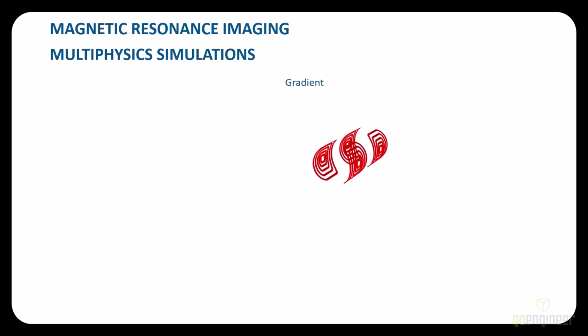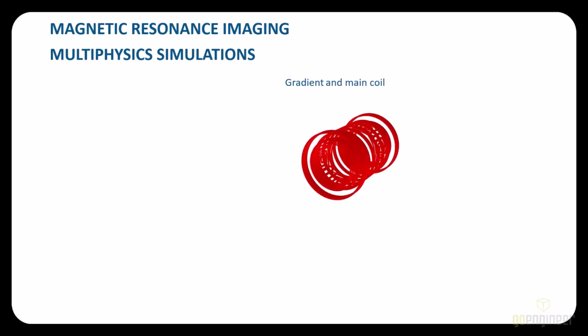First, we start with gradient coils to position the excitation around a certain region. This activates a 2D slice in the subject in the XY plane and, combined with a Z gradient coil, activates a volume subsection to be imaged. These gradient coils typically operate in the kilohertz range and require quasi-static and low-frequency solvers for simulation.